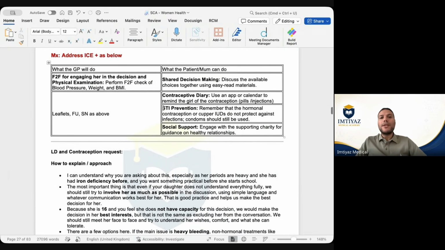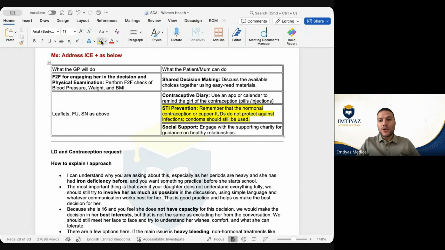All right, and very important: as we mentioned in any contraception case, STI. Mom, please be aware that this contraception will not protect her against STI. That means she needs to practice safe sex.